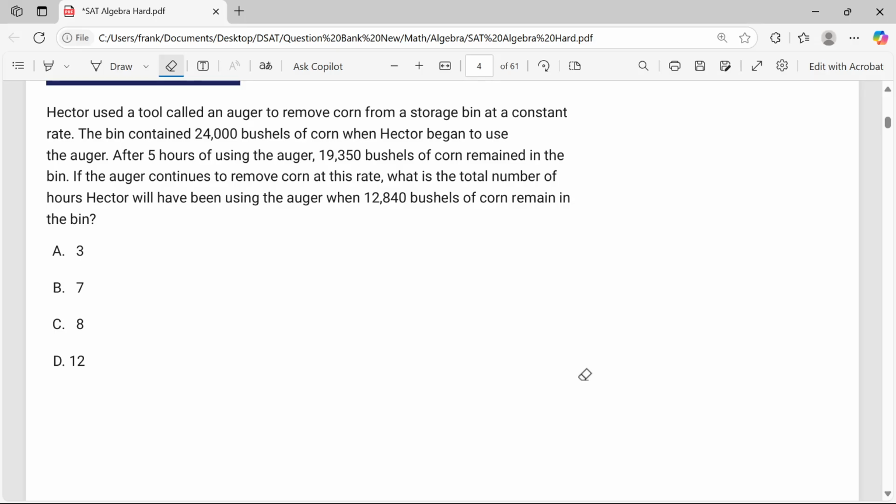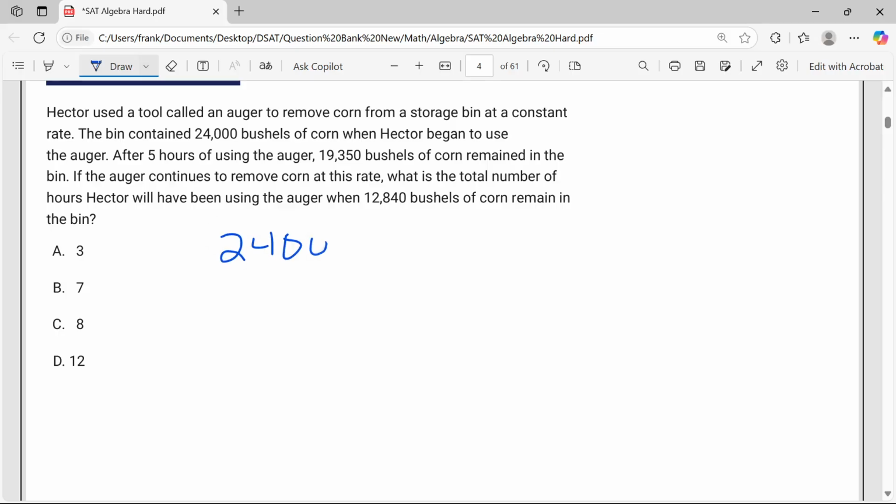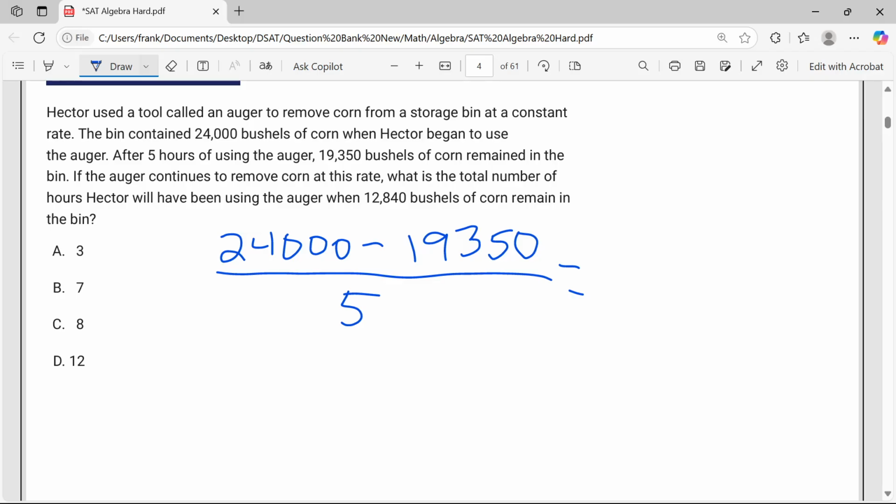Well, find the rate of change. 24,000, the initial amount, minus 19,350, divided by the 5 hours. Well, what is 24,000 minus 19,350? You can use a calculator.